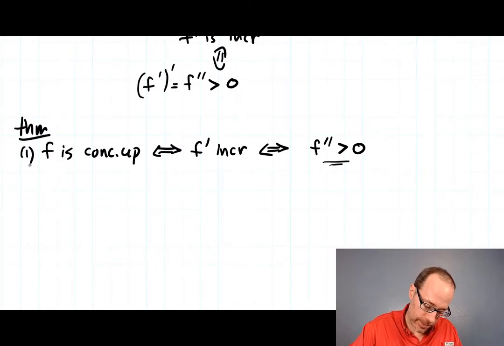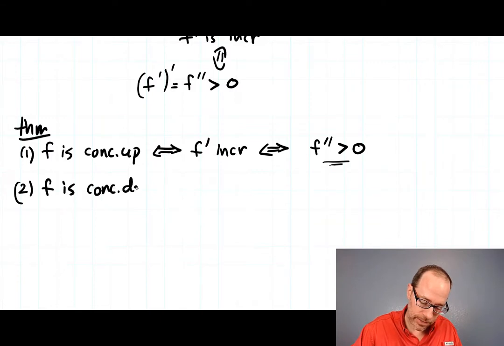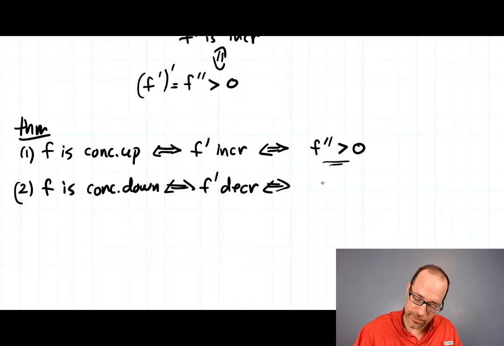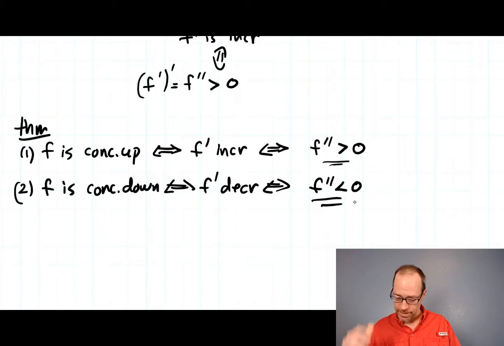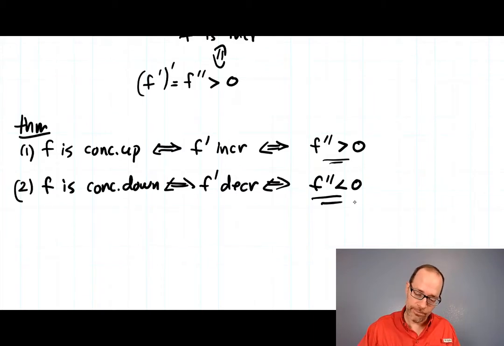Similarly, we'll say that f is concave down if and only if the derivative is decreasing, if and only if the second derivative is negative. And again, this is usually the easiest to check. Just take the second derivative. If it's negative everywhere on the interval, then the function's concave down. Okay?